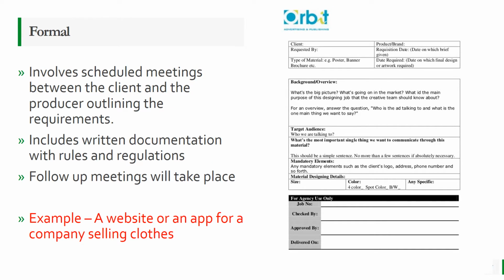One type of client brief that you can get is a formal client brief. Now this is where everything is very formal. It involves scheduled meetings between yourself and the client, and basically you get an outline of all of the requirements, what is expected. This one has proper written documentation with all the rules and regulations, details of exactly what you need to produce. It often involves having regular meetings with the client to show them where you're up to, what you've done so far, and to go over any possible improvements that you might do.